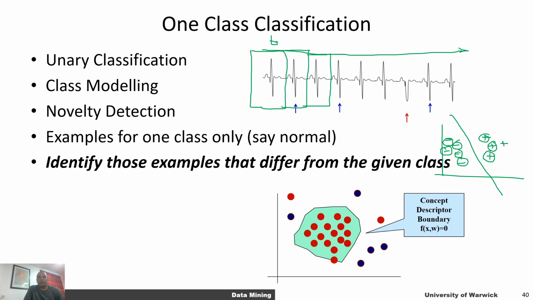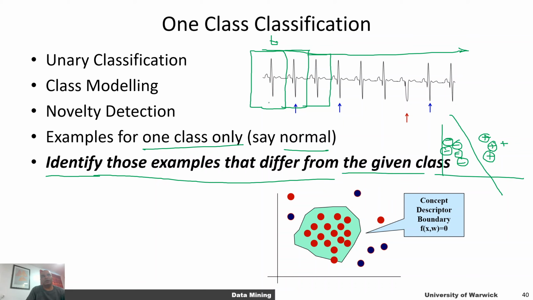So another approach we can take is to monitor the electrical activity of the heart, and if anything deviates from that normal behavior, we can flag that as an anomaly and raise an alarm, right? And that's the fundamental idea, the central idea behind one-class classification. So in training, your examples are only from one class, say the normal class. And what you are interested in is identifying those examples at test time that differ from the given class.